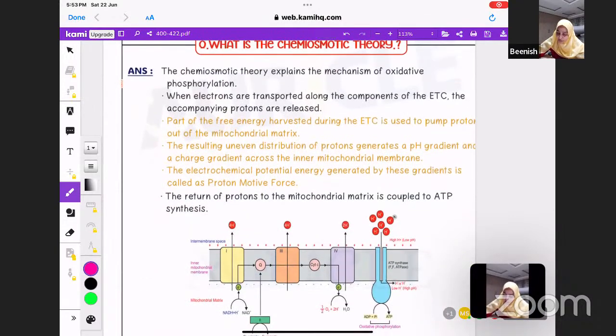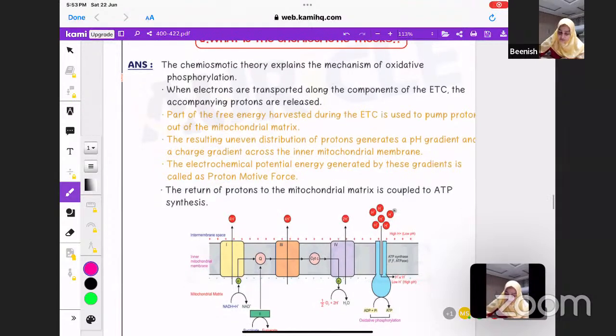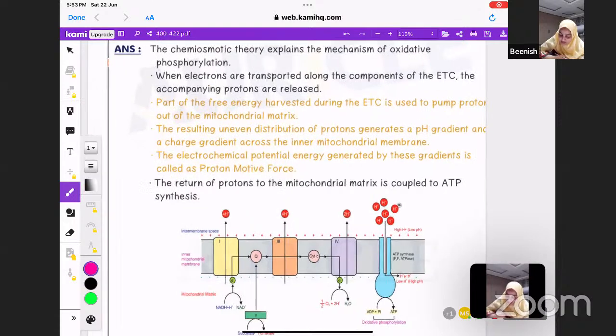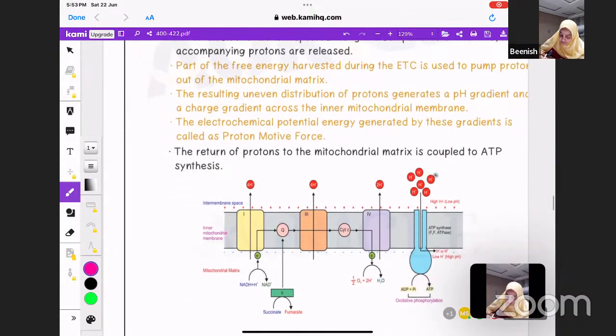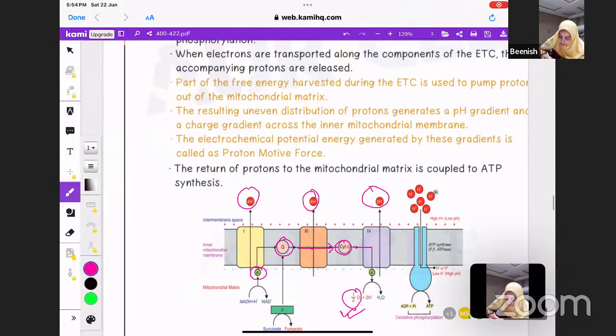Now, chemiosmotic theory we already discussed. Let's again have a look at what the notes have to say. The chemiosmotic theory explains the mechanism of oxidative phosphorylation. The electrons are transported along the components of the electron transport chain accompanying proton release, as we've already discussed. Once again, they've shown here in this diagram that as electrons are moving, you can see the path of the electrons through the various complexes.